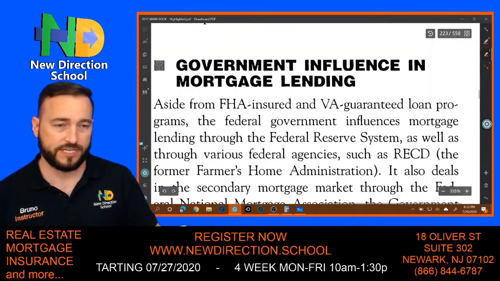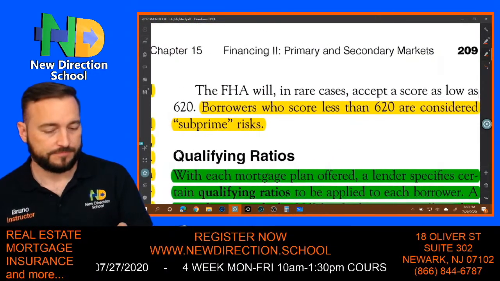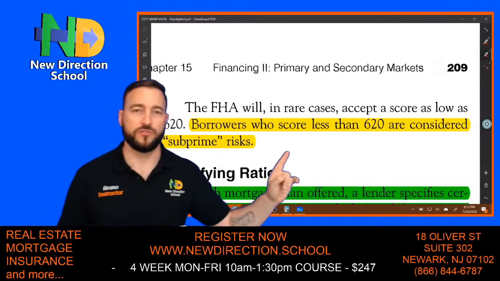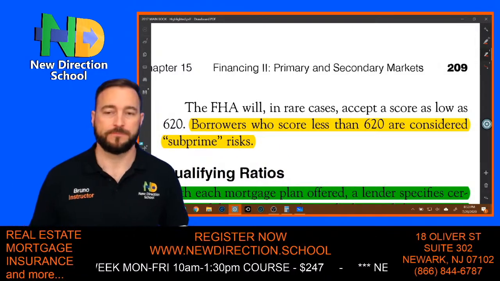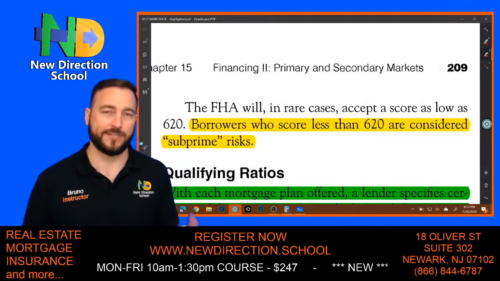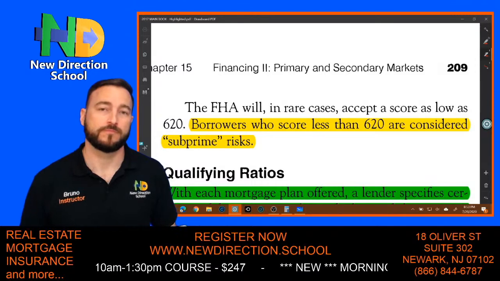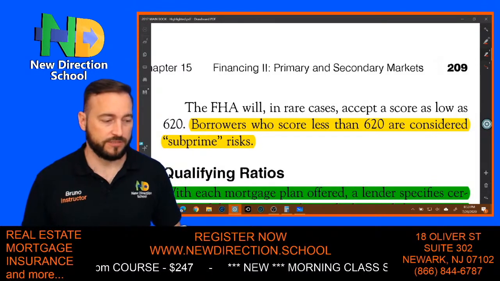It's going to go into secondary market. Okay. The last thing is, oh, by the way, if you have less than 620 scores, we need to talk because you're considered a subprime risk. Subprime means you're high risk. That means your loan is going to cost you more as well. You guys got it? So you need to improve your credit. That's one of the things you need to do.